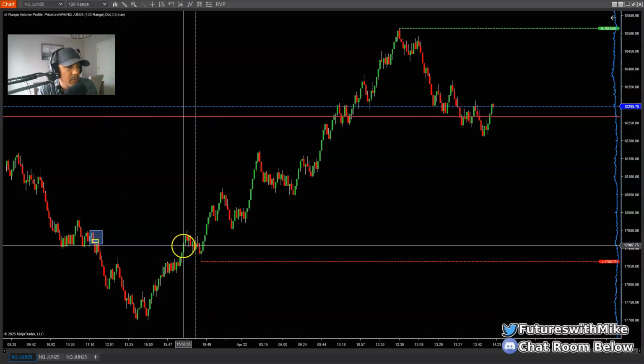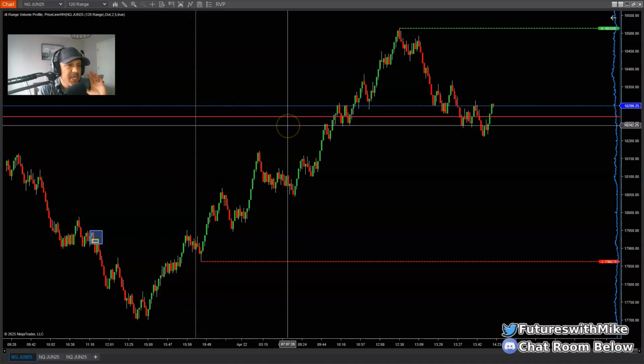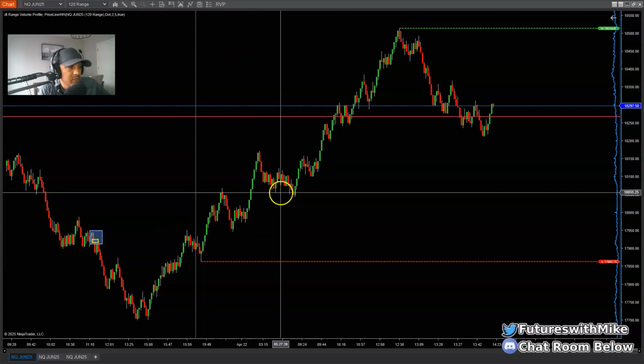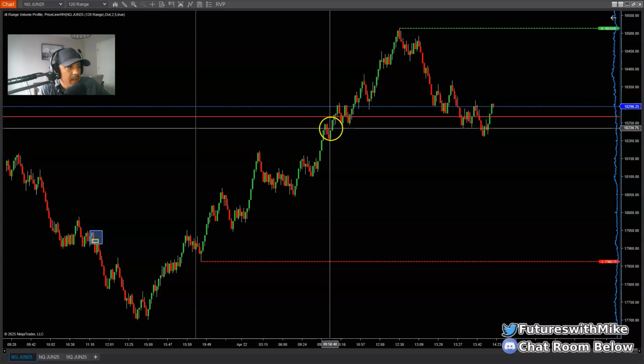Now, if we look at the market today, just looking roughly at market structure, we can see that the market was making a bullish trend to the upside, making higher highs and higher lows. But we didn't significantly pull back to any key area of high probability demand zones.